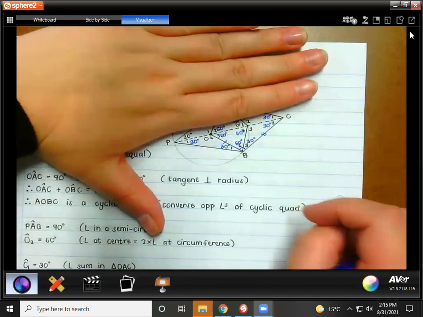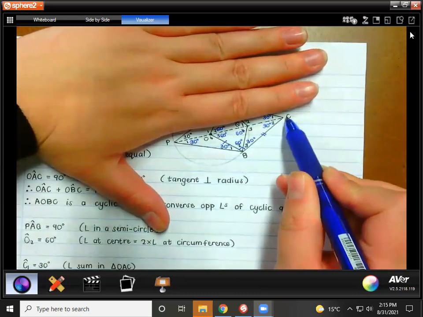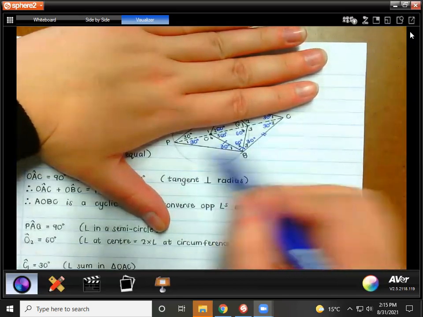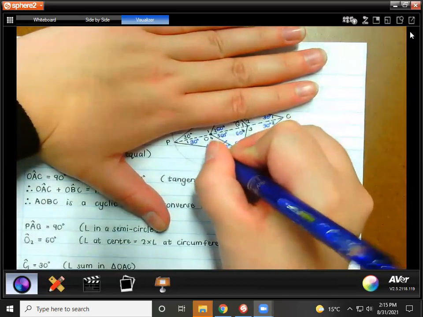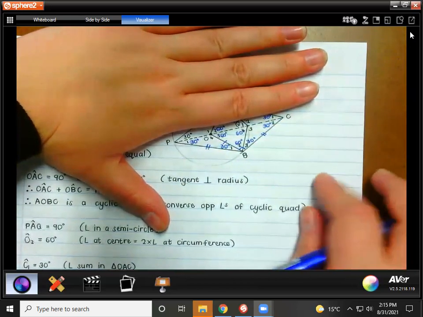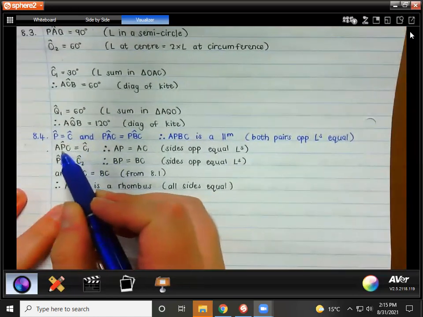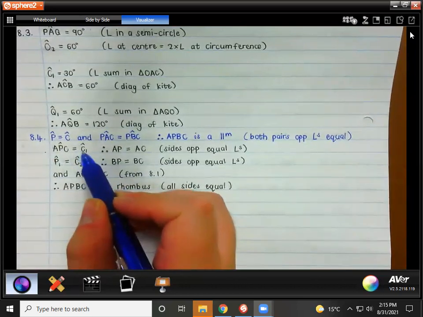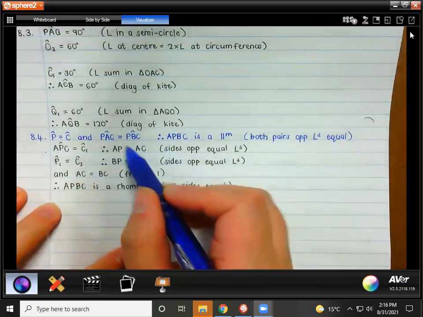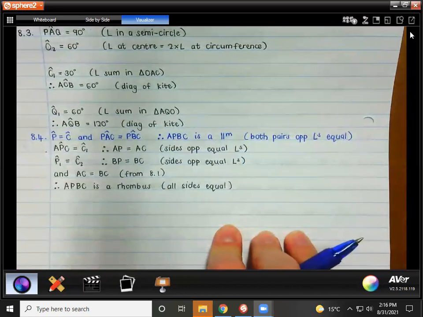So I did the same thing in that bottom triangle. Again, we had 30 and 30. So this again is an isosceles triangle. So because of sides opposite equal angles, BP is equal to BC. Therefore, all 4 of them are equal. So see how I wrote it down? I said that APC is equal to C1. Those are the first 2 top 30-degree angles. Therefore, AP is equal to AC because of sides opposite equal angles. So that was in the top triangle.